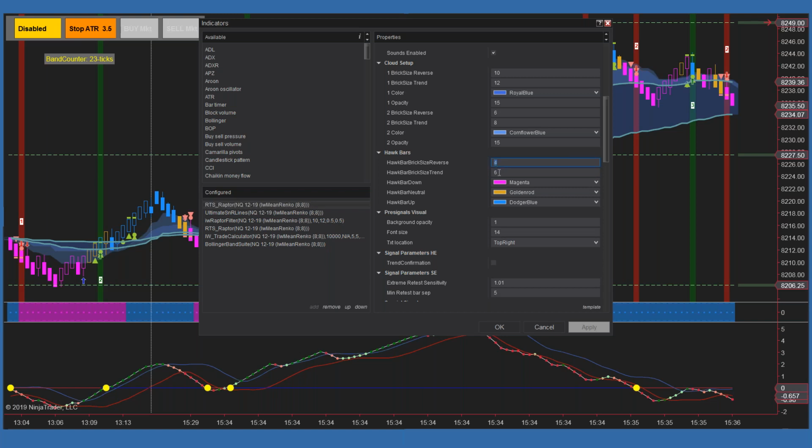Don't forget to change your Hawk brick size as well. But here's the relationship between the Raptor programming and your brick size. Let's do the fast cloud first. So cloud number 2 is equal to your brick size. Now, you'll see that Ben actually programmed it to be 6 and 8. Again, we're splitting hairs. 2 ticks, not going to matter.